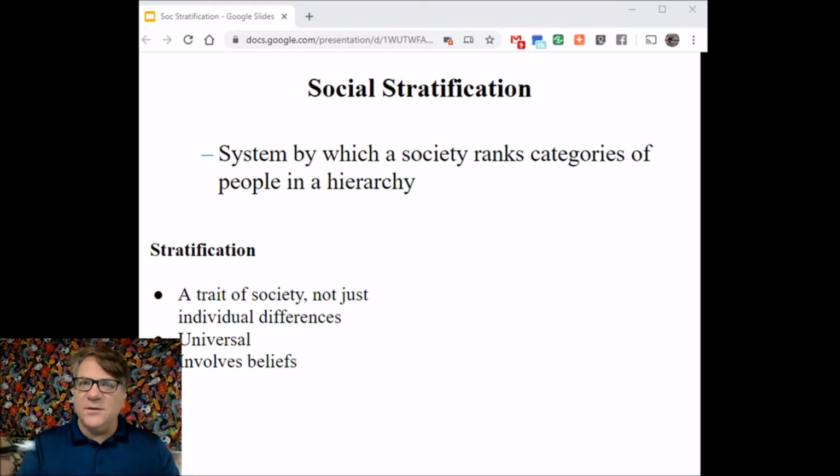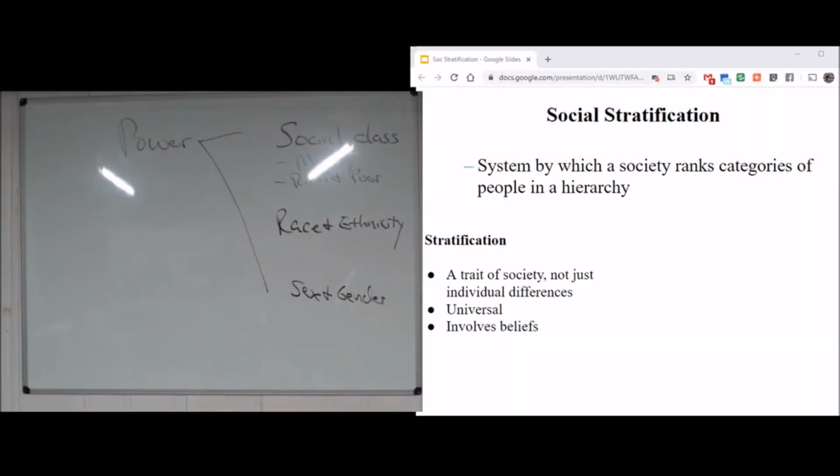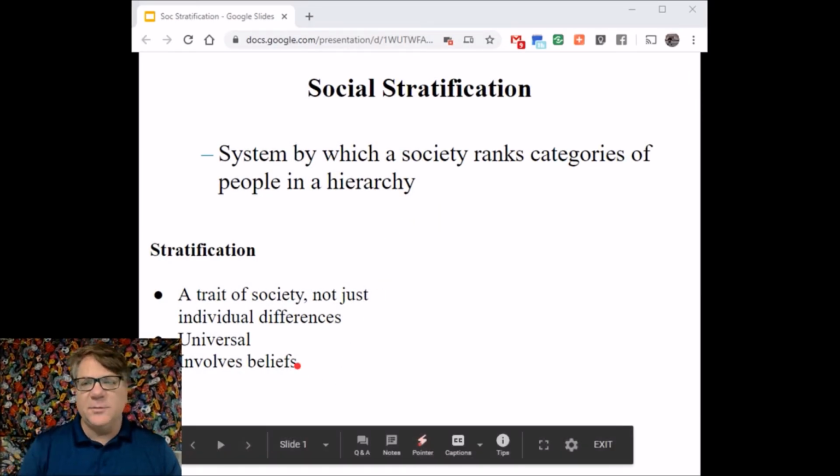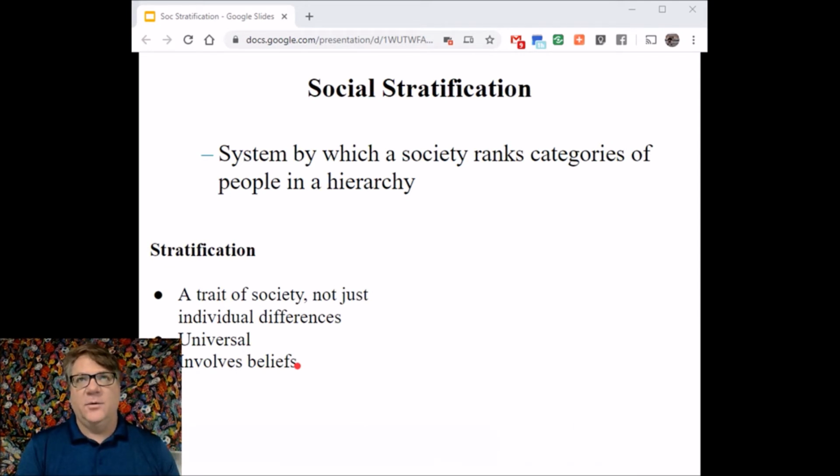So there's several dimensions here of stratification that we want to consider. And as you can see in that third bullet point, it involves beliefs. Let me move this over just a tad. Let me try to move this over for you real quick. Okay, we'll just leave it right there. It involves beliefs. And for example, how do we rationalize inequality, stratification in society? How do we explain it away? How do we make it to where it's okay? Okay.